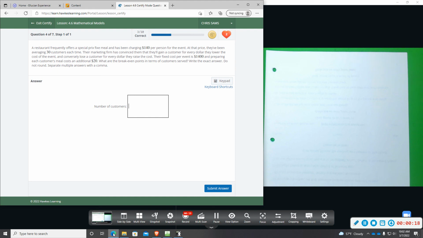Their marketing firm is convinced that they'll gain a customer for every dollar they lower the cost of the event, and conversely lose a customer for every dollar they raise the cost. Their fixed cost for the event is $1,400, and preparing each customer's meal is an additional $20. What are the break-even points in terms of customers served? Write the exact answer. Do not round. Separate multiple answers with a comma.